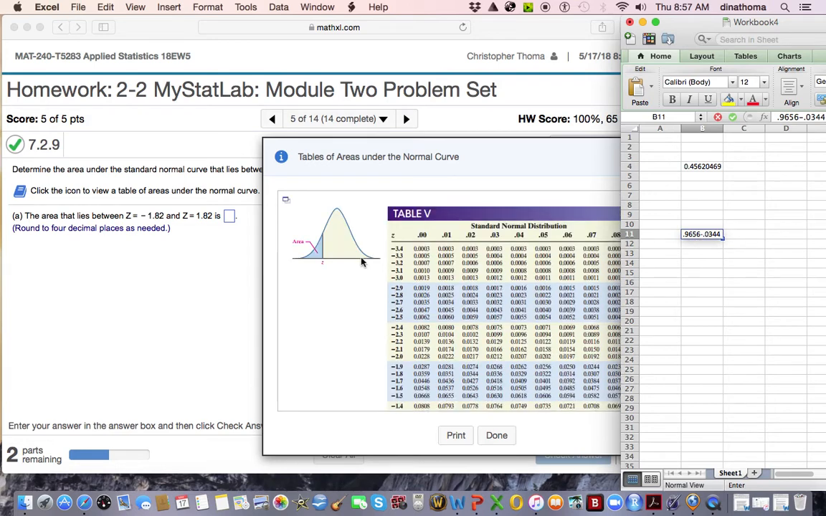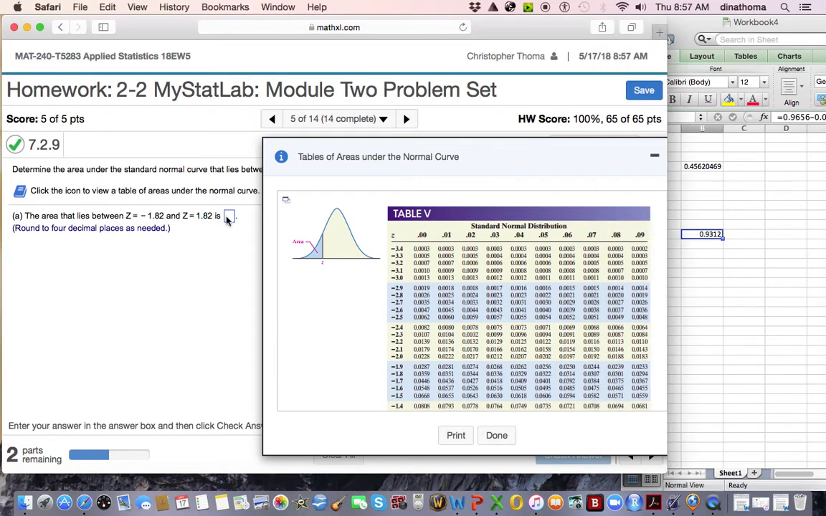Now, scroll up here so you have a little bit of a picture. So we know we're over here at 1.82, somewhere up here, right? And we found the area to the left to be 0.9656. And then we found the area to the left of this to be negative 1.82. Well, we've counted this area twice, so I'm going to just take it out. Well, I forgot to put my equal sign in. That's what, again, turns Excel into a calculator. So the answer is 0.9312.